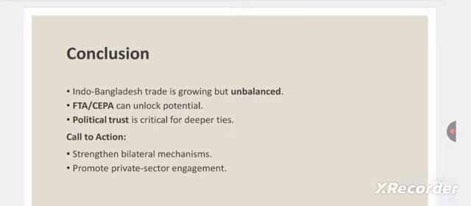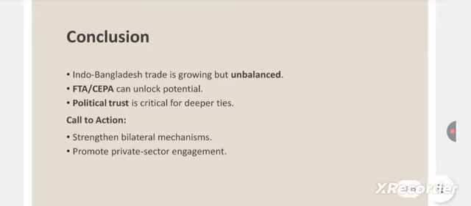FTA and CEPA can unlock potential. Political trust is critical for deeper ties. It is the most crucial aspect which can be developed between India and Bangladesh. Here is a call for action: strengthen bilateral mechanisms, promote private sector engagement.